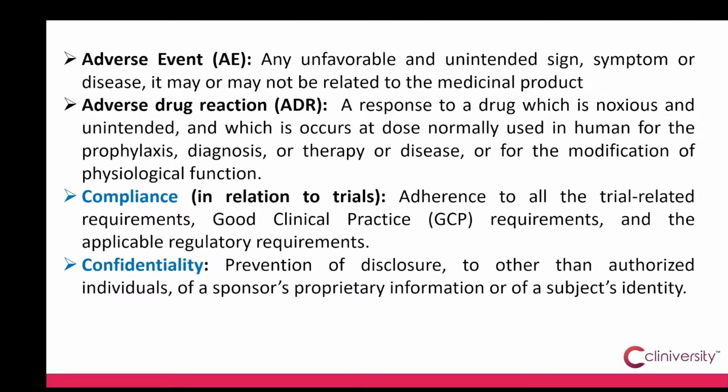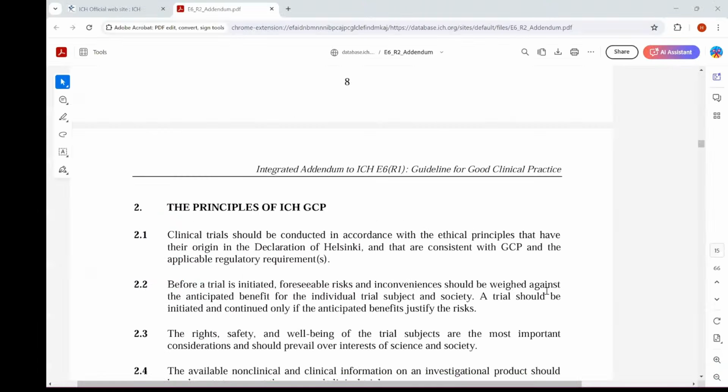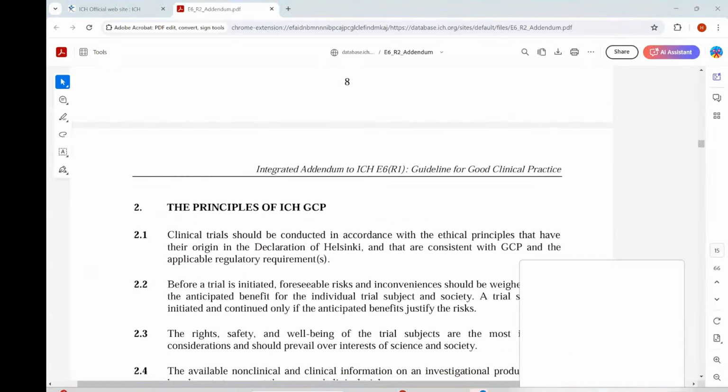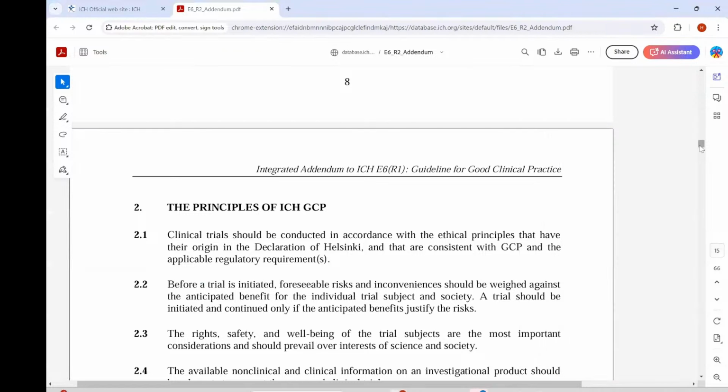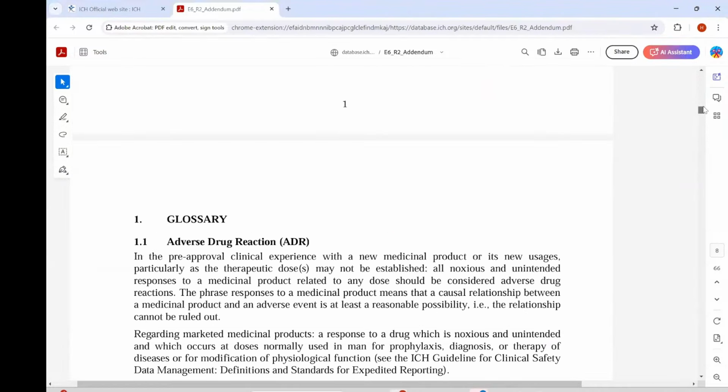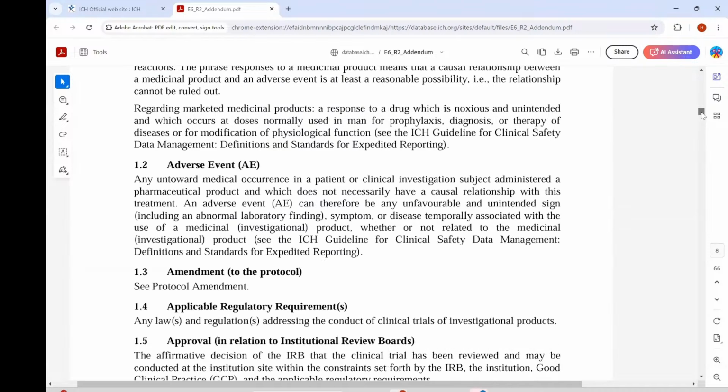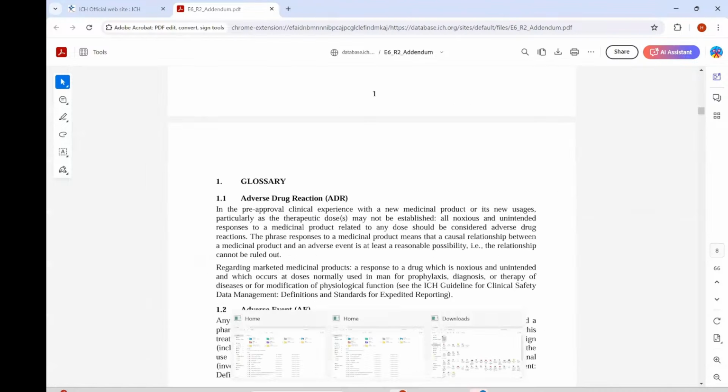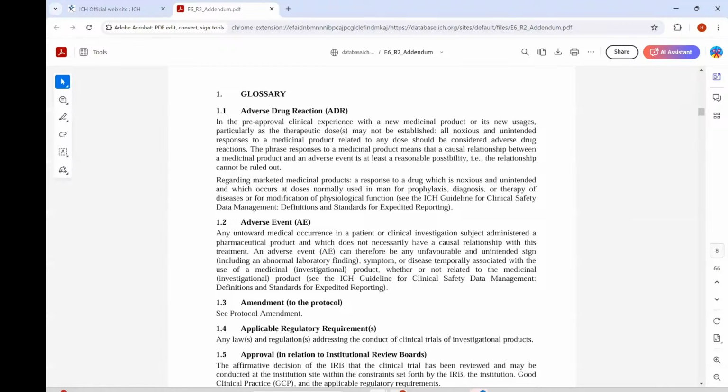This dizziness is a reaction to our investigational product, and it has a causal relationship with the drug. That is called an adverse drug reaction. If you see in the glossary of clinical research, in the Good Clinical Practice, the first two definitions are about your adverse drug reaction and your adverse event, and elaborative definitions.